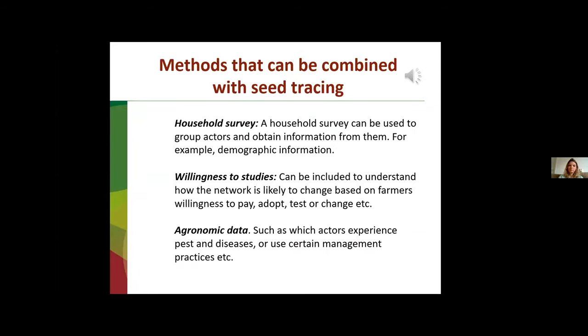Seed tracing can be combined with a lot of other research methods, such as a household survey. For every person that you interview, you can collect additional information from them, such as demographic information. It can also be combined with willingness-to studies, for example, to see how a network might change based on farmers' willingness to pay or their willingness to adopt or test. And it can also be used in combination with agronomic data, such as which of the actors have pests and diseases on their farms, or which use certain management practices, and so on.